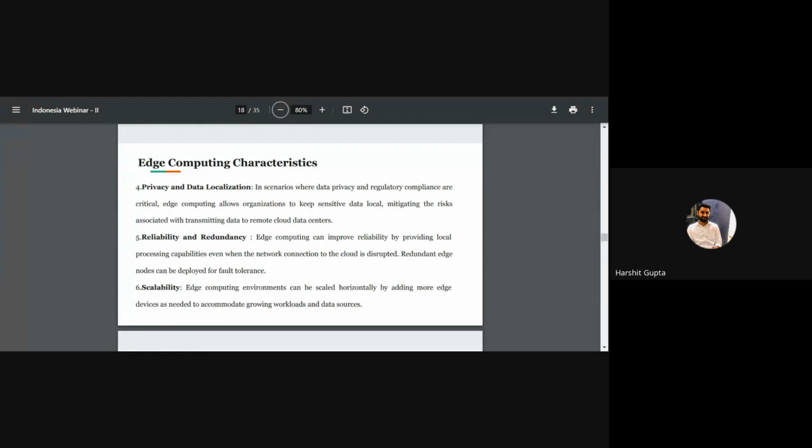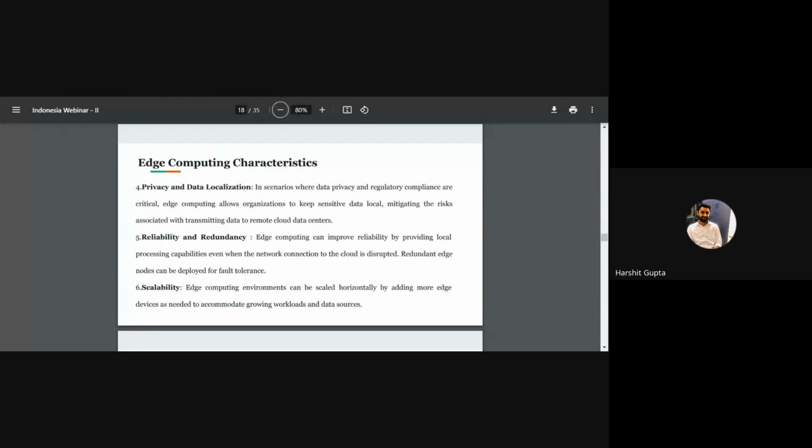Some services are now independent of the network. So instead of not having an internet connection, we can still perform the computation. Due to this, it also increases the reliability. So edge computing also increases reliability.